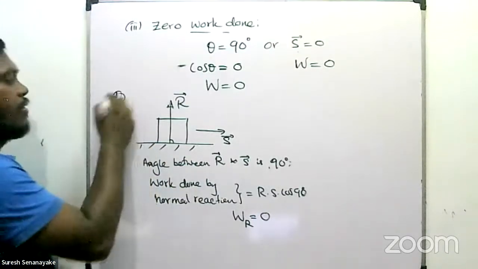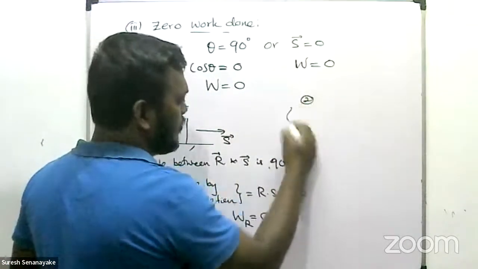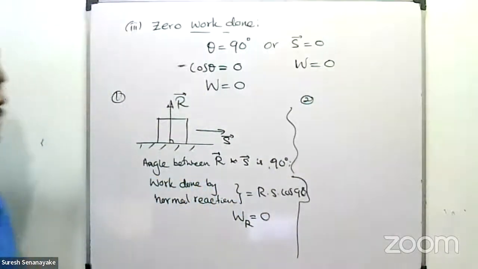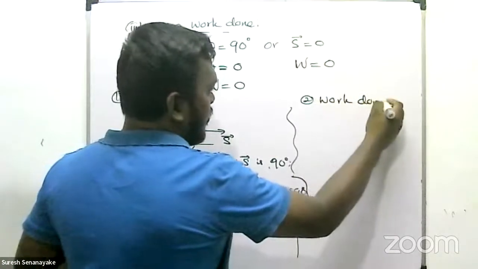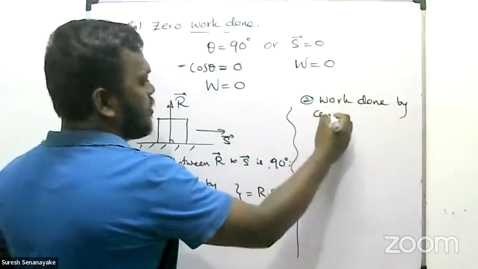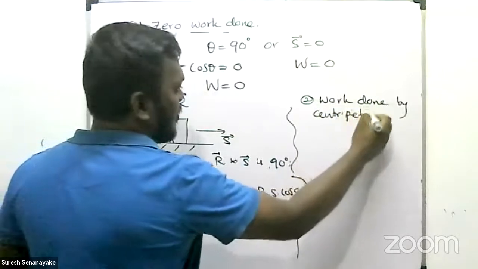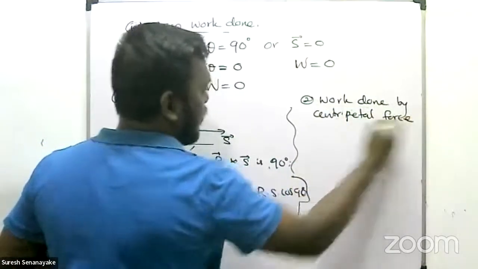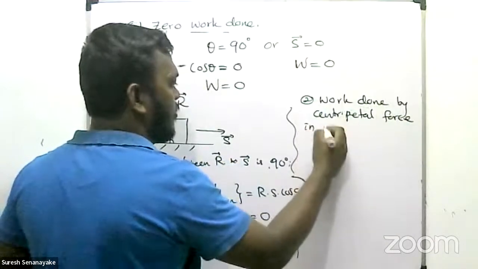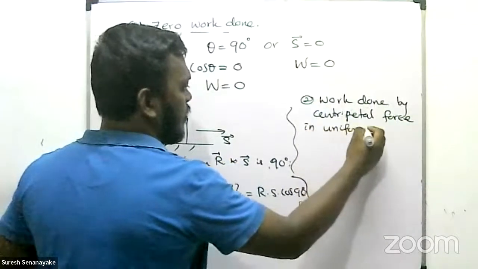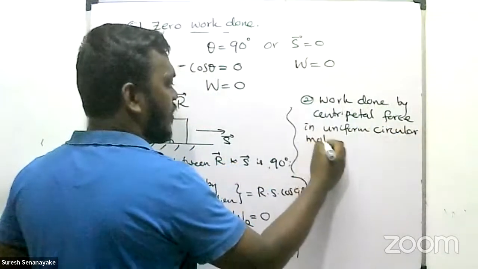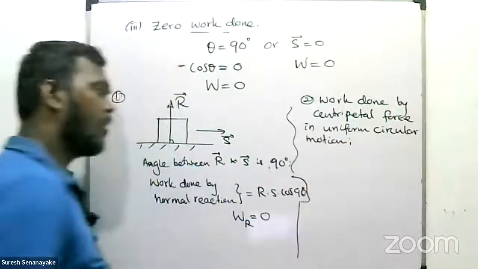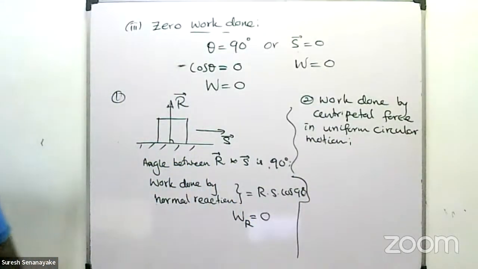So next example. The second example is the work done by the centripetal force in uniform circular motion. That also is 0 work done.